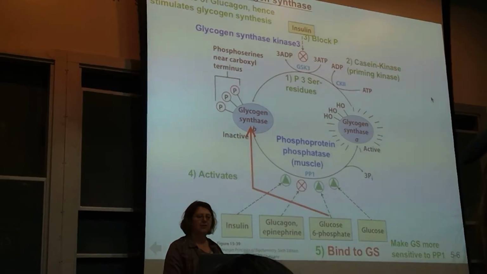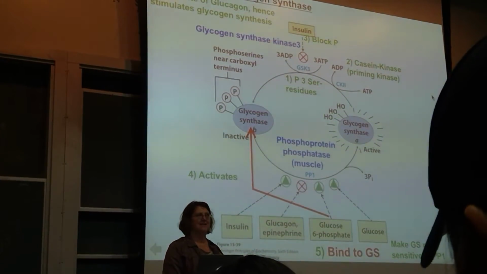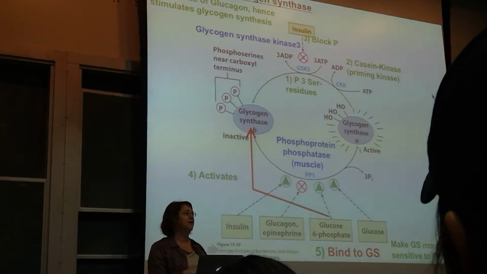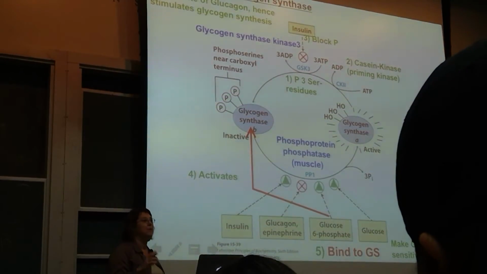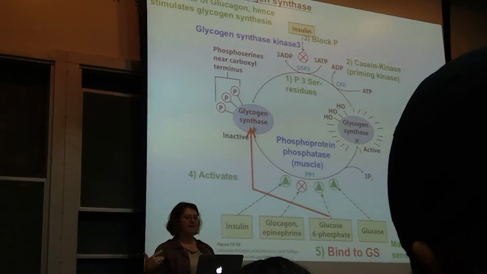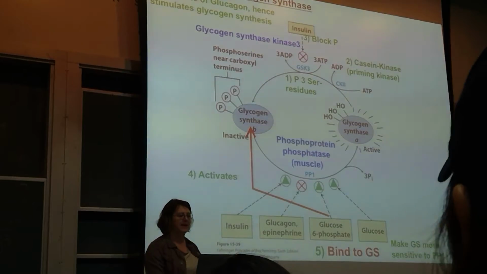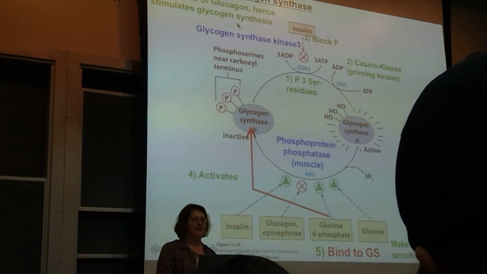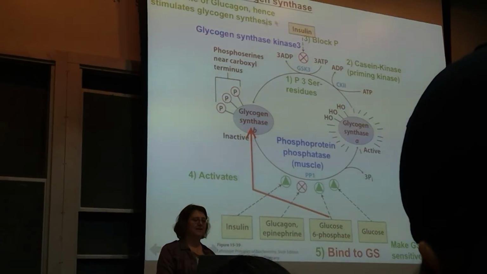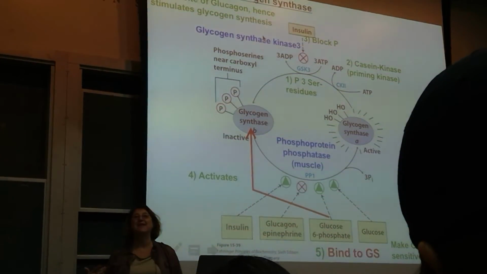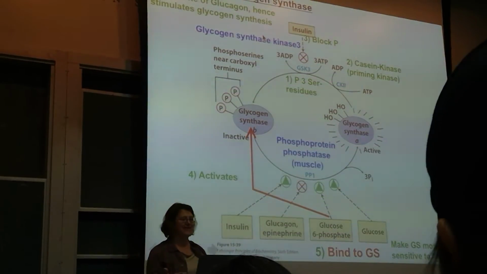So the regulation of glycogen synthesis. We talked quite a bit about the degradation of glycogen, and we briefly talked about how glycogen was made. And so now I want to focus more on the regulation of how it's made. So it's, of course, the opposite of glycogen degradation. Glycogen synthesis would be the opposite of glycogen degradation.